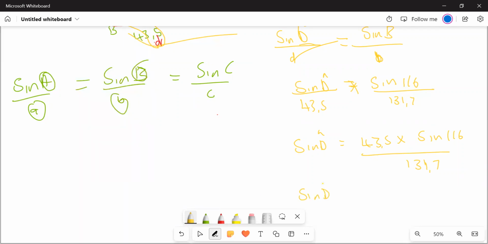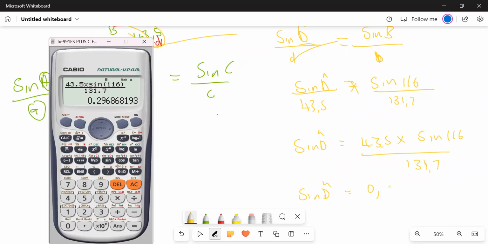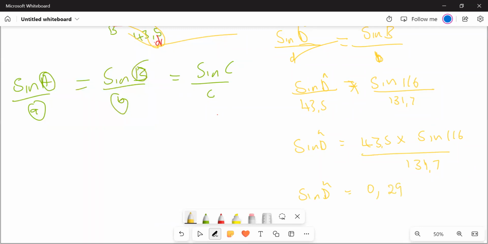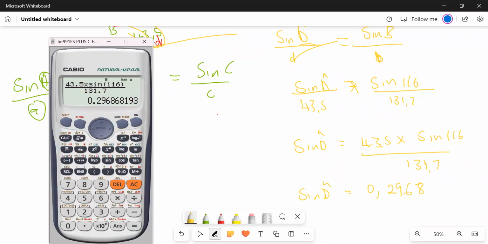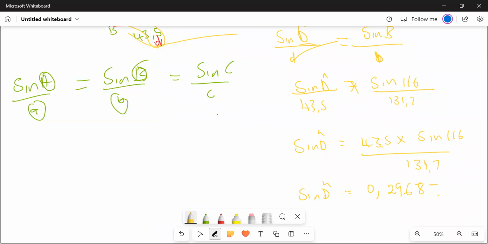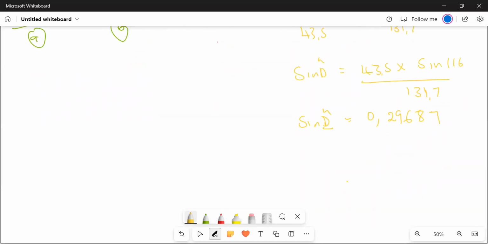What do you get for it? It says the sine of t is going to be given as 0.2968, okay, let's make it 687, something like this. We are looking for t here. What will you do from here? If you want t, you are going to take sine to the other side. If you take sine to the other side, t is going to be given as the sine arc again of 0.29687.